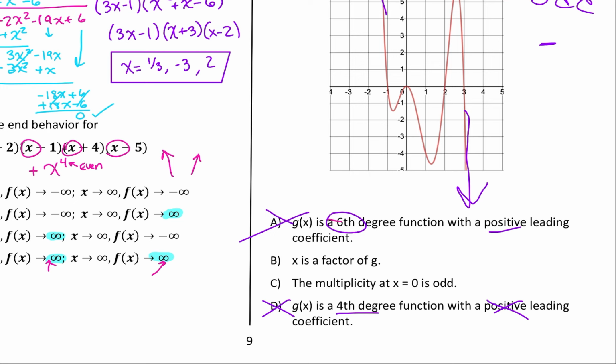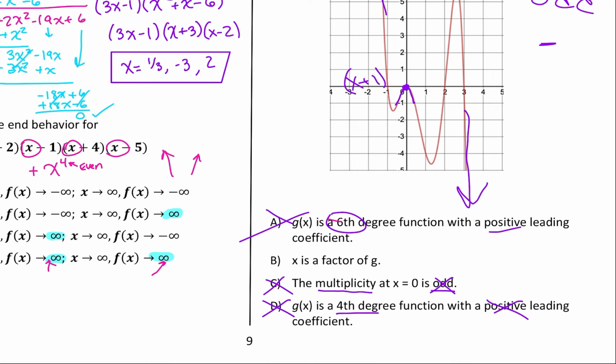x is a factor of g, and the multiplicity of x. Oh, I missed. The multiplicity of x equals 0 is odd. Well, let's talk about this. Multiplicity. Remember, we said if multiplicities are even, they bounce, and if they're odd, they cross. Well, look here. At 0, it looks like it gets to 0 and it bounces. So that should mean this is an even multiplicity, not odd. So C doesn't work, meaning B has to be the one that works, and it is.